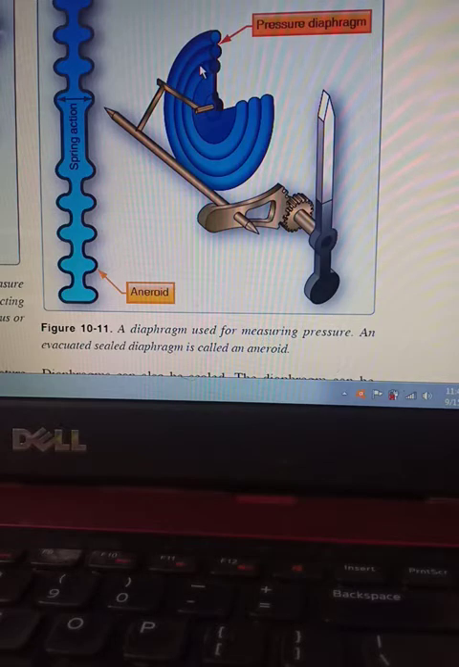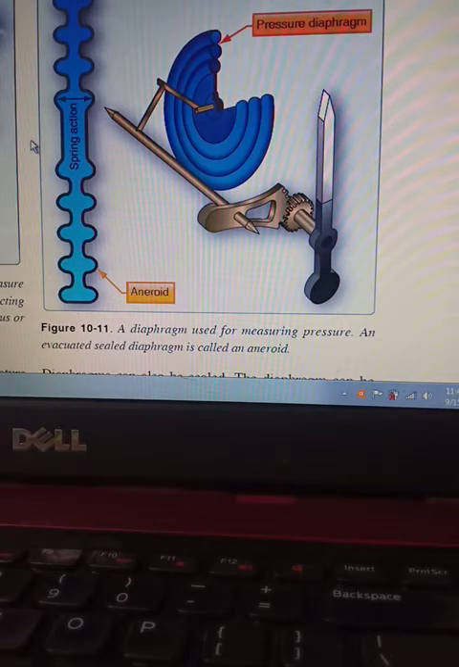So during expansion and contraction, if the pressure increases, it swells and expands. If the pressure decreases, it returns to its small size. So it is the same idea as the Bourdon tube, but this has more of what is called a diaphragm. And when a number of diaphragm chambers are connected together, it is called a bellows.